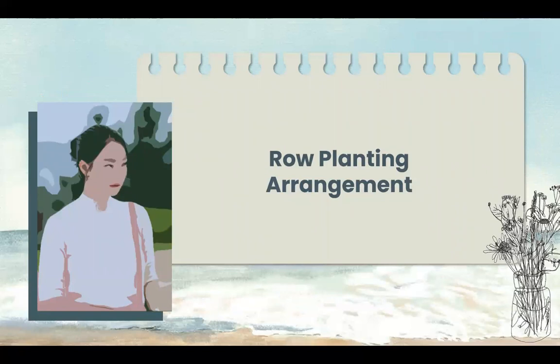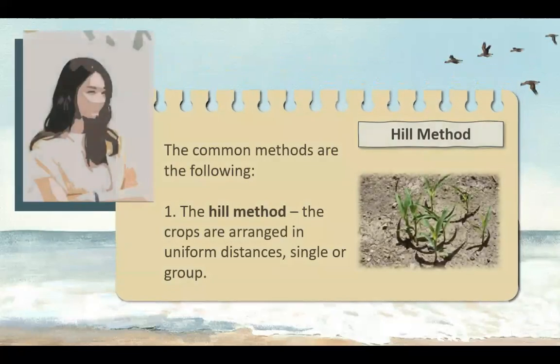Row planting arrangement. Crops planted in this method are arranged in equidistant single rows or in multiple rows. In monocropping, plants are usually arranged in single rows. Depending on the crop, farmers use various systems of planting arrangement. The common methods are the following. The first one is called the hill method, where the crops are arranged in uniform distances, singly or in a group.